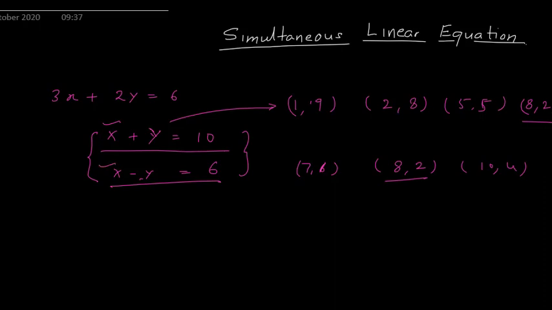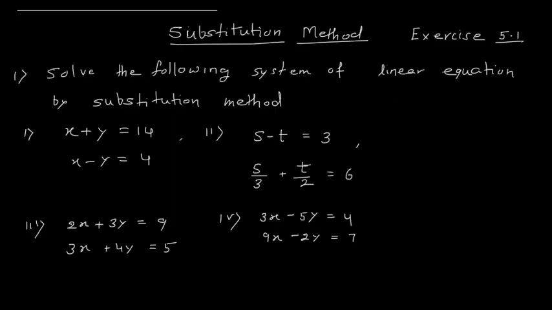Now there are various methods to solve the simultaneous linear equation. In this chapter we are going to see three methods. One is substitution method, one is elimination method, and one is cross multiplication method. So let us first discuss the substitution method. Now the name itself suggests that here we are going to substitute. Substitute means replace. So we replace something. So what do we replace? Let us see with the help of example.